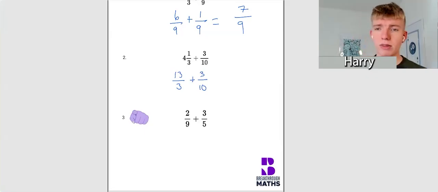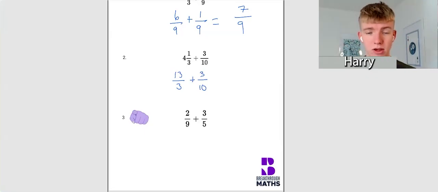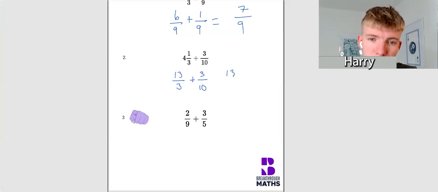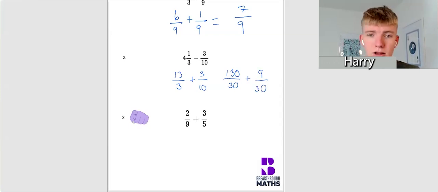Once again, we're going to try and find the lowest common multiple of these two denominators. In this case, it's going to be 30. So we're going to have to multiply both of these fractions. We're going to have to multiply the left-hand side by 10 and the right-hand side by 3. So we're going to have 130 over 30 plus 9 over 30. Do a little bit of addition here, and we get ourselves 139 over 30.